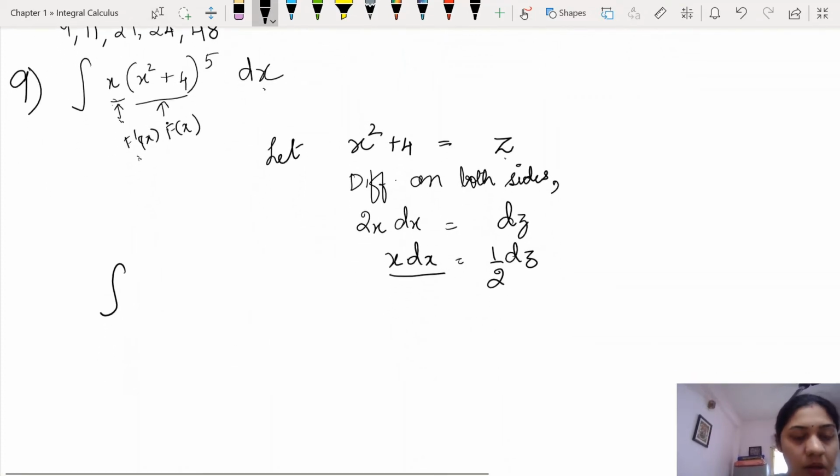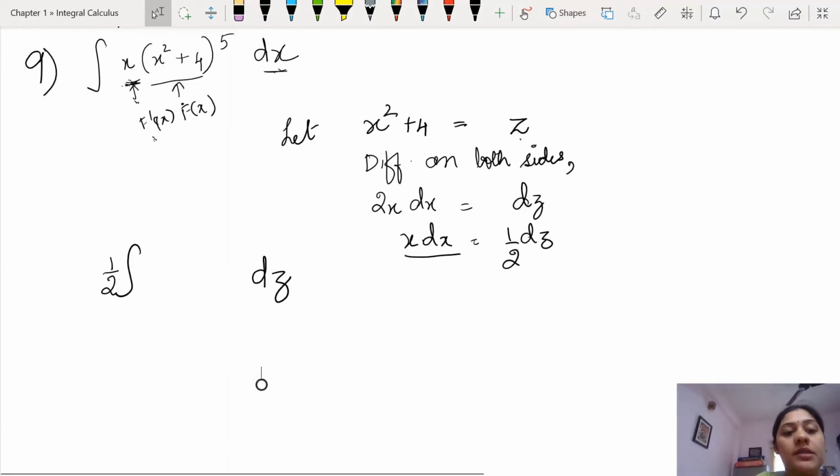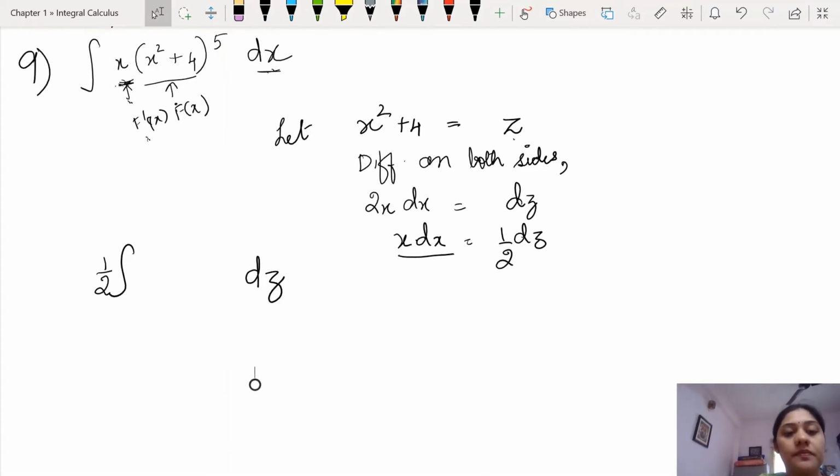Now when we go back and substitute, carefully substitute in the place of x dx. Instead of x dx, we have to put half dz. Half is a constant, so I'll keep it outside. Instead of x dx, I'm going to put dz. Now instead of x square plus 4, I'm going to put z power 5. Now all you have is a single algebraic function.